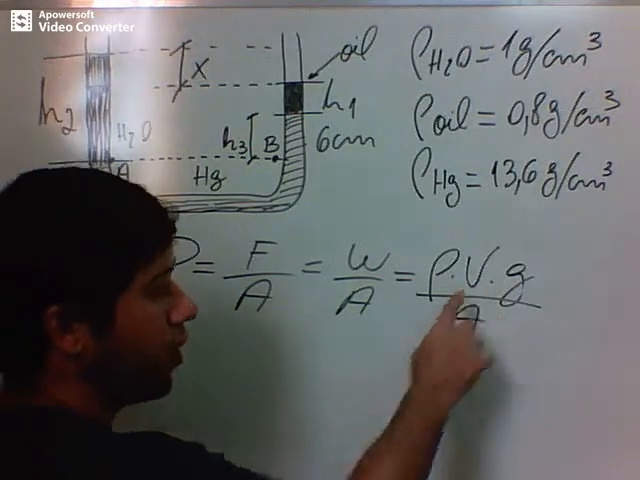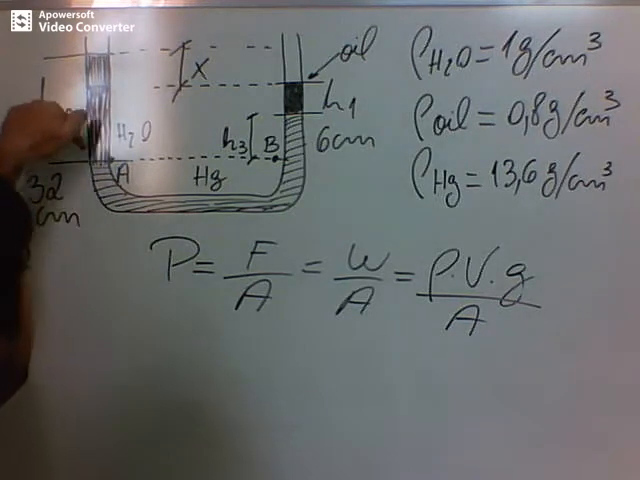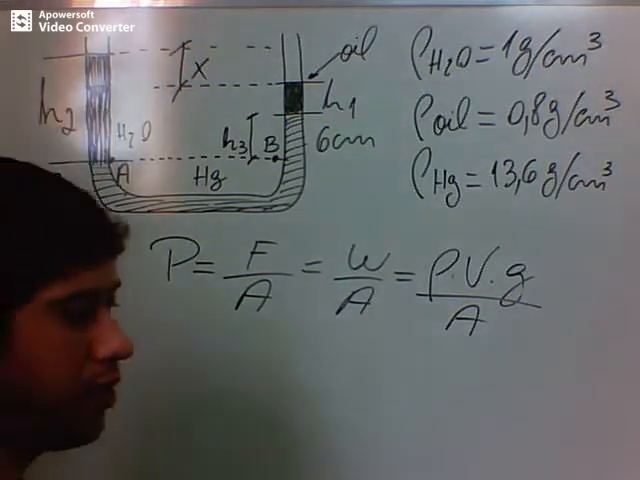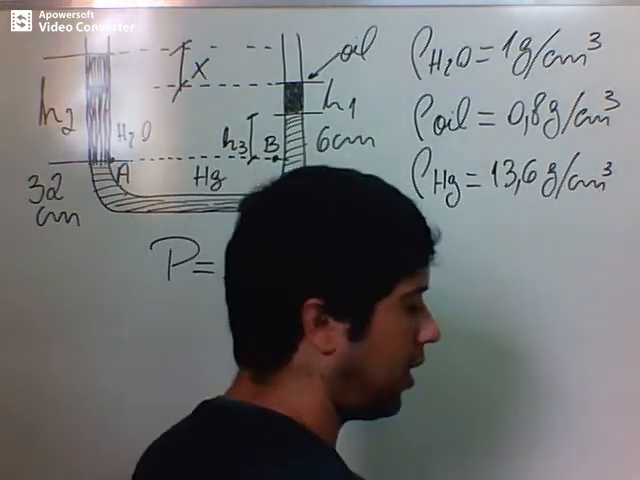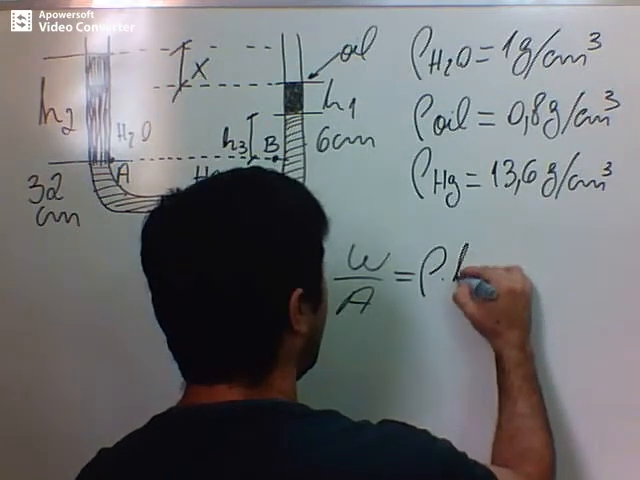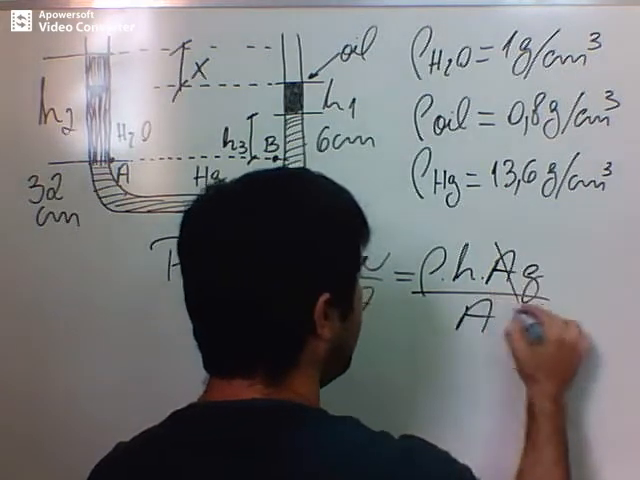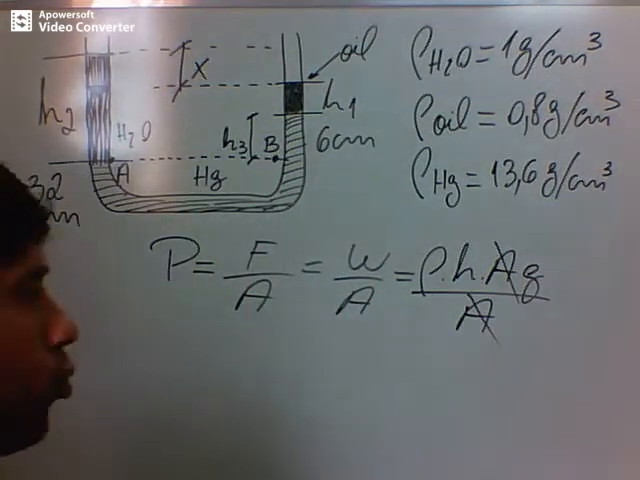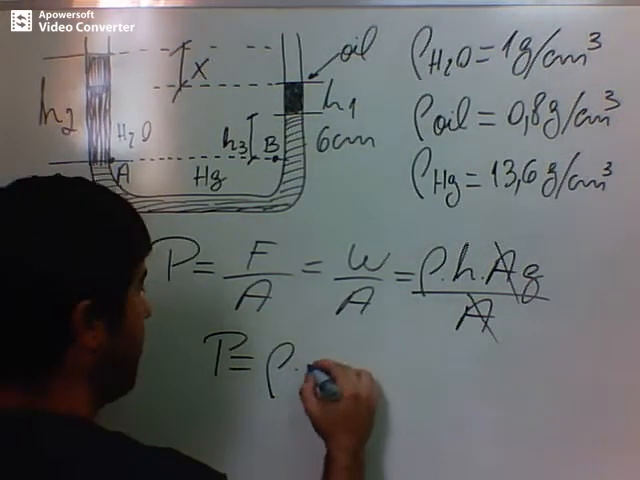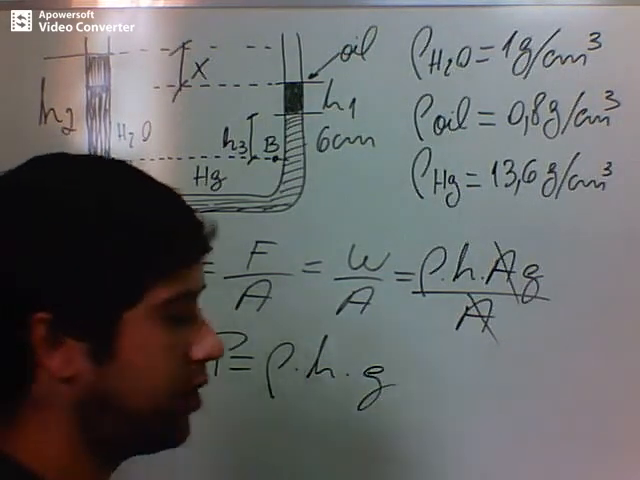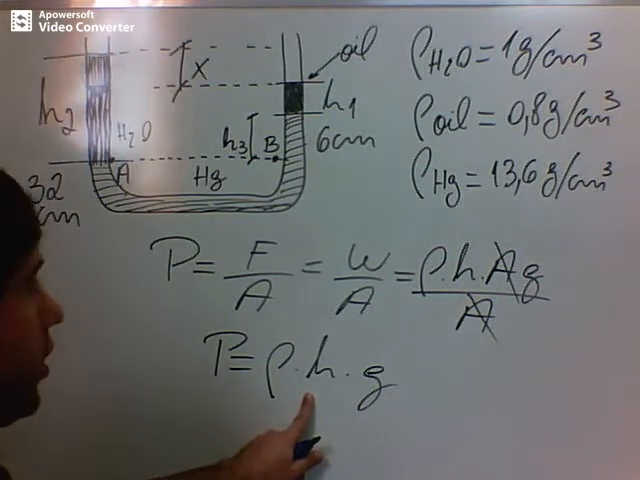Okay, but volume here can be represented by the height times the cross-sectional area, okay? So we can substitute this by density, height, area, and g, divided by area. And if we cancel area with area, we're left with the expression that we are going to use, which is density, height, and the gravitational constant, okay? The acceleration of gravity. So we are going to use this, okay?